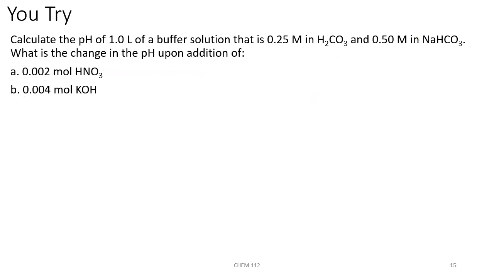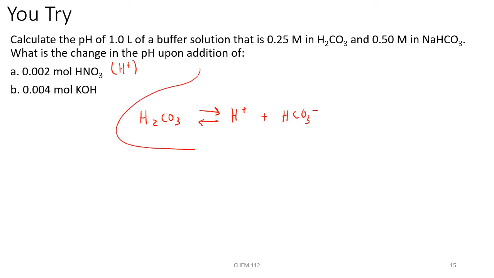Next, we want to think about how our buffer system will react when we add 0.002 moles of our strong acid from nitric acid. So we're really adding H+. So if we rewrite our equation for the dissociation of our weak acid, we have H2CO3 breaking up into H+ plus HCO3 minus. And initially we have some amounts of both of those in there. We had 0.25 molar of our carbonic acid, and we had 0.50 molar of our bicarbonate ion, and we're adding in 0.002 moles of H+, essentially.